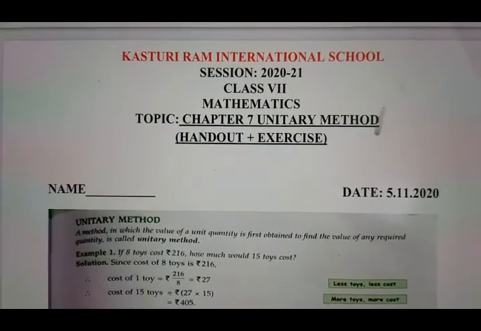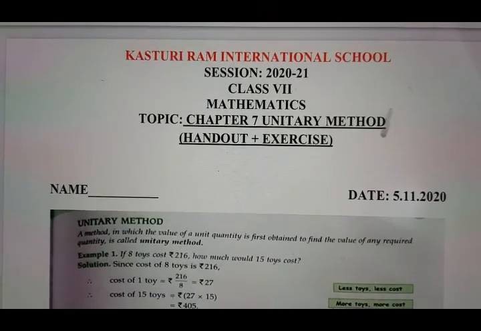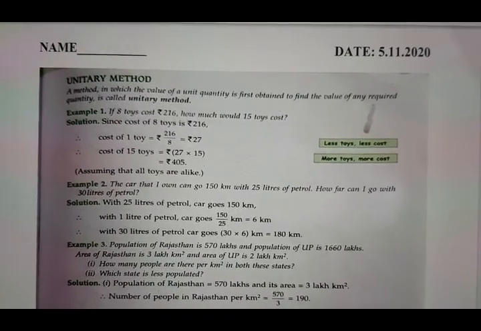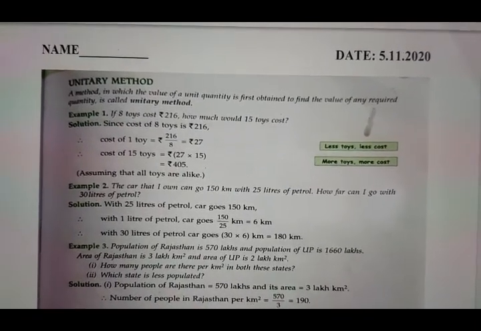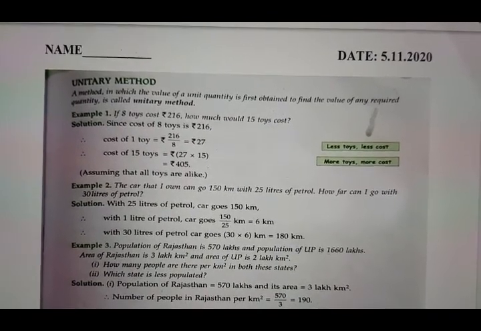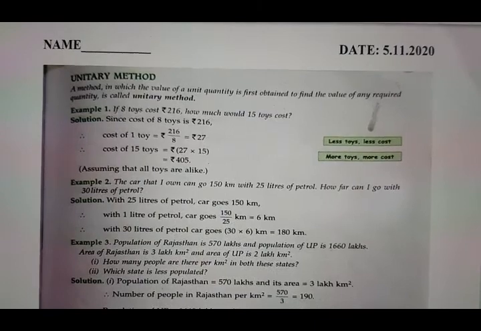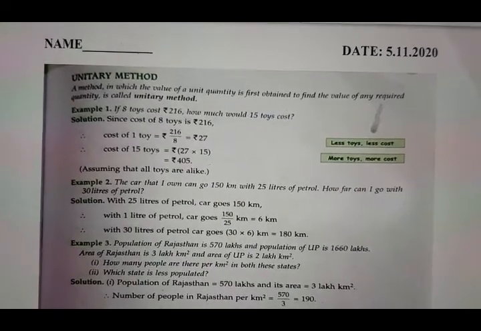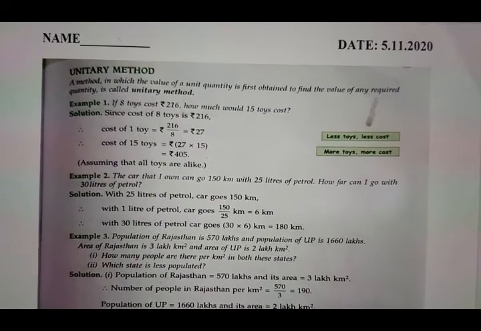Let's start with unitary method, another part of ratio and proportion. So what is unitary method? From the unitary method you'll get to know unit means one. So in unitary method we find the value of unit, that is one quantity, first, and then we find the value of any required quantity. This is known as unitary method.